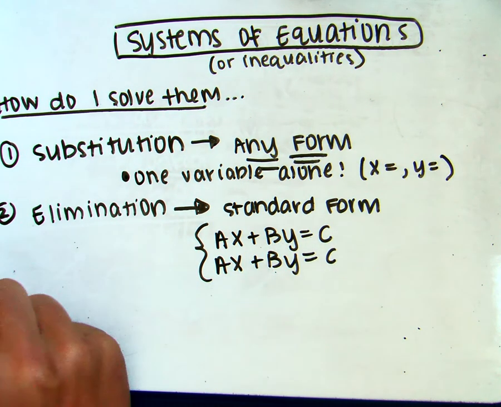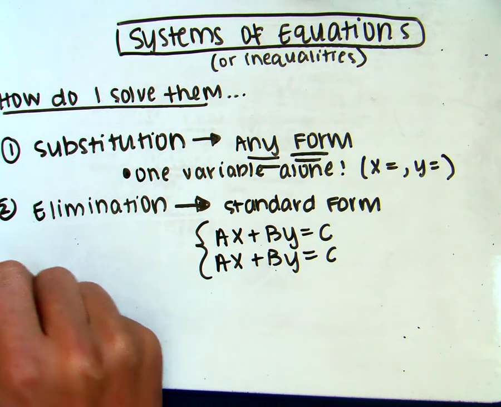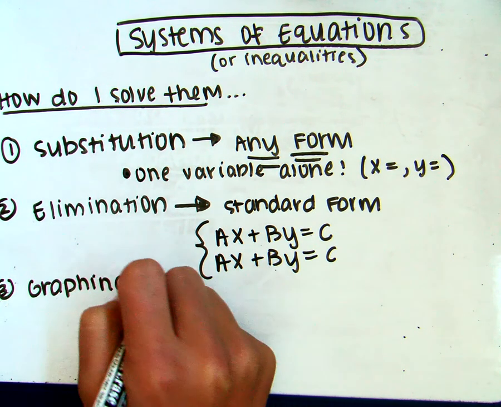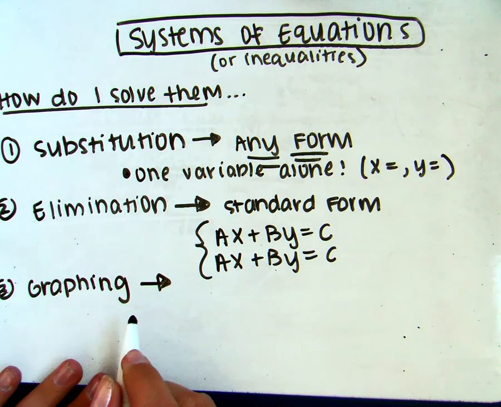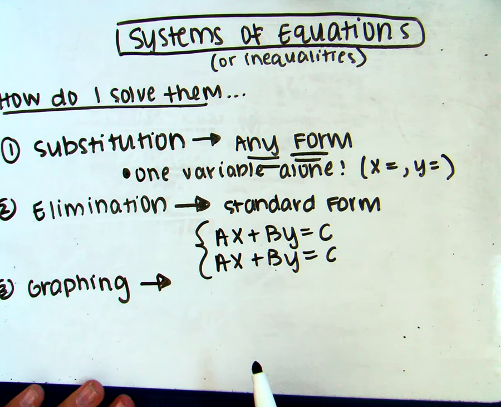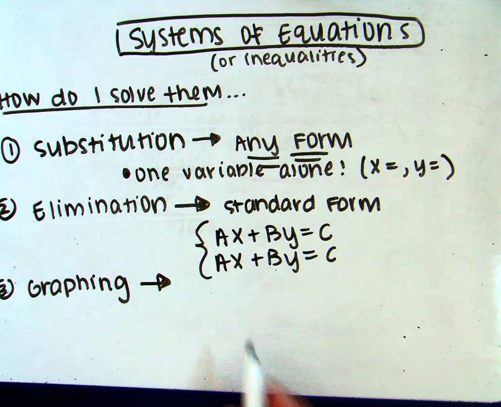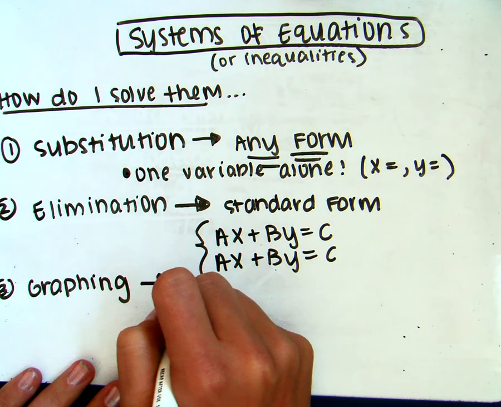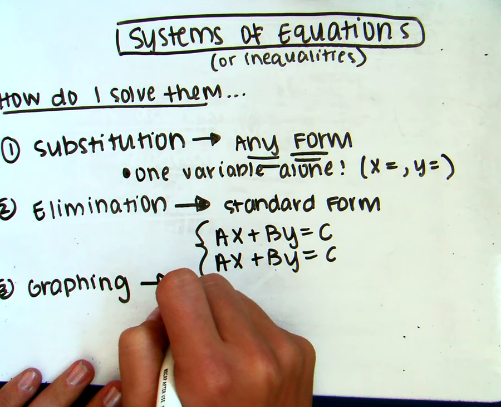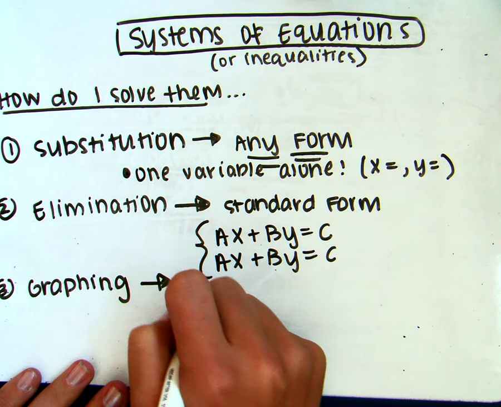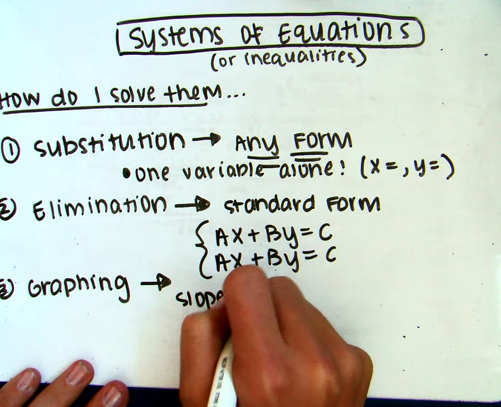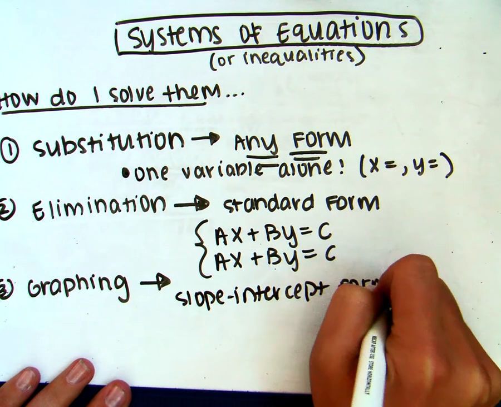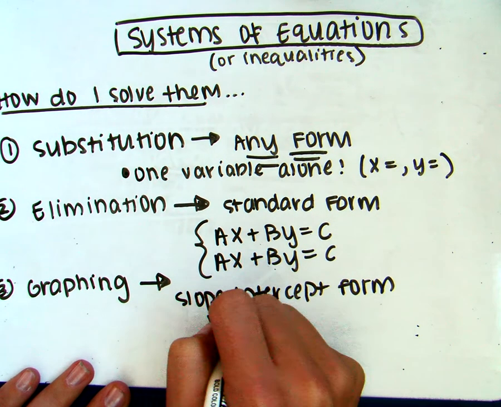The third way is graphing. In order to use this method, well, you obviously have to have a graphing calculator or a lot of graph paper. And in this way, the form you have to get both of your equations, or if you have more than 2 equations, you have to get them all into slope-intercept form. So if you remember from Algebra I, that's y equals mx plus b.